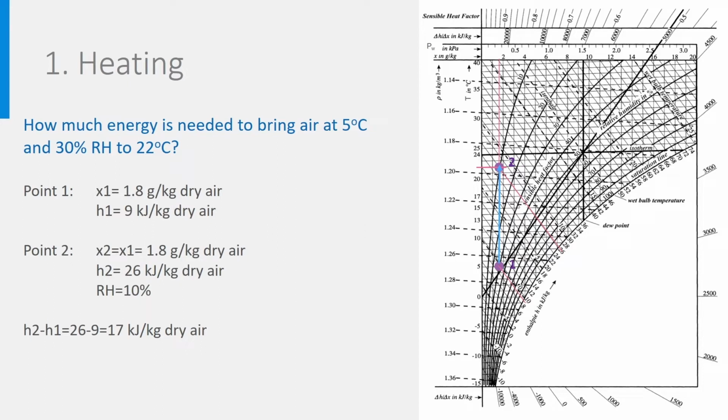per kilogram dry air. When handling air, we are handling flow rates rather than masses. The air is flowing. If we want to heat an airflow rate of 3 kg per second from point 1 to point 2, the heat needed will be Q is mass flow rate times H2 minus H1, which is 3 times 17 equals 51 kJ per second, which is the same as a heating capacity of 51 kilowatt.